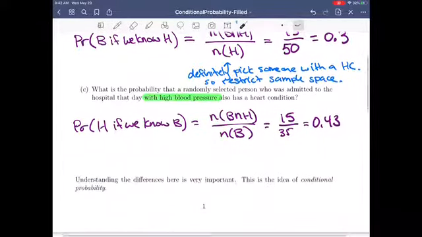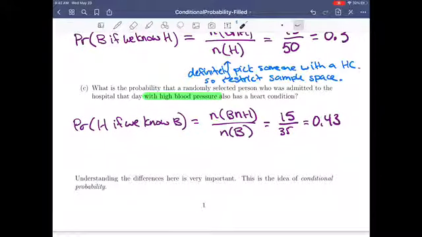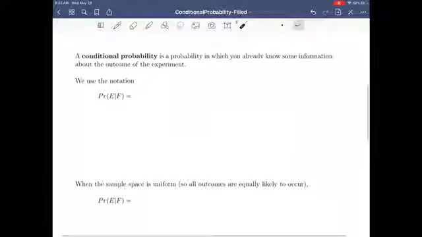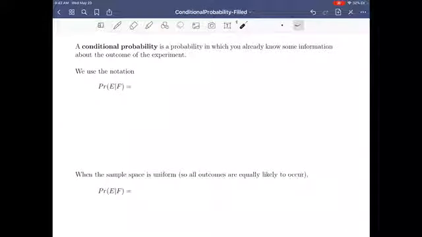Understanding the differences in the wording here is very important because this is conditional probability. Now let's define the notation, and then I'm going to come back here and rewrite these using the proper notation. A conditional probability is a probability in which you already know some of the information. There's something that you already know is going to happen or maybe is not going to happen about the outcome of the experiment.